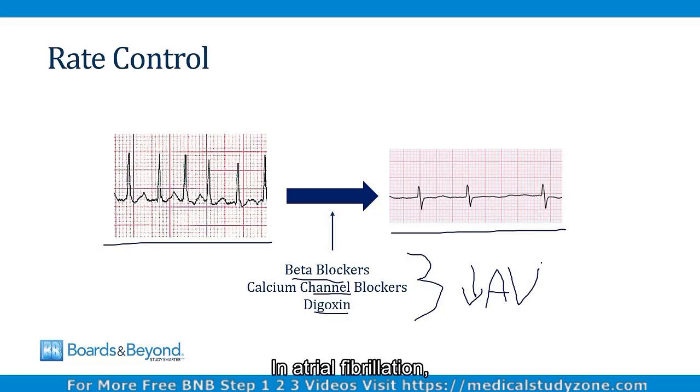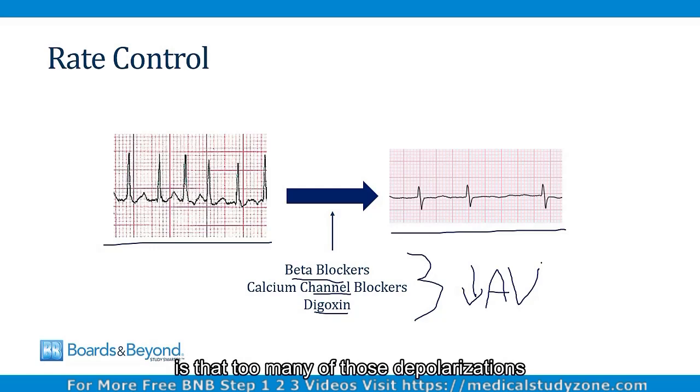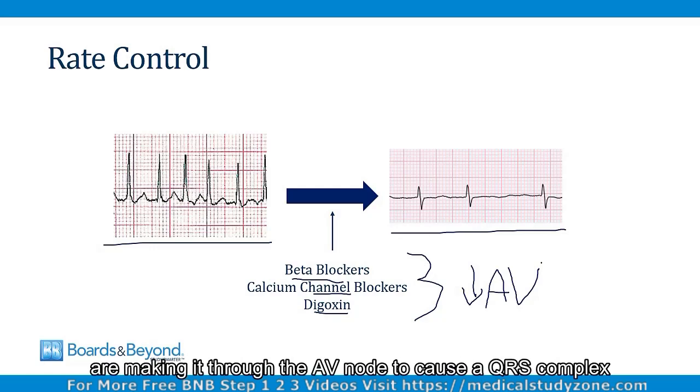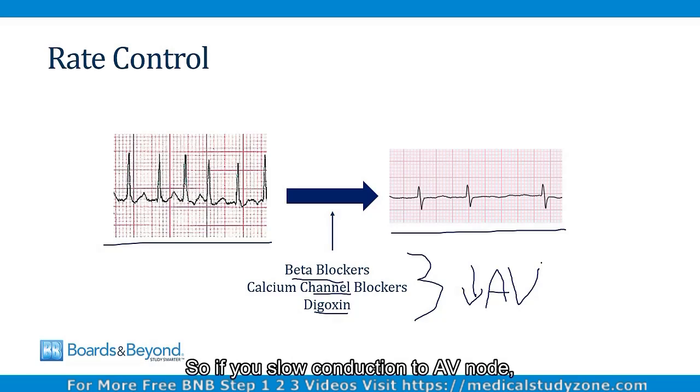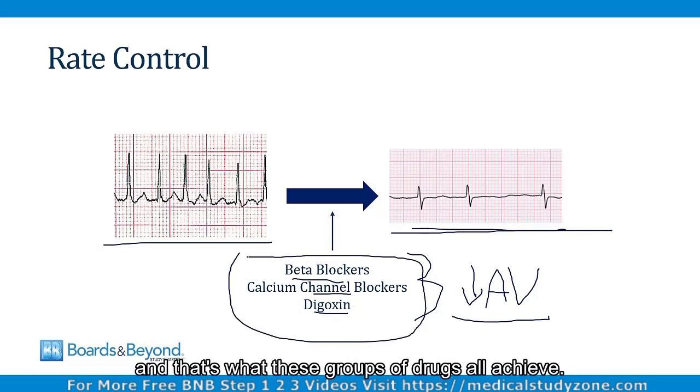In atrial fibrillation, there are millions of depolarizations of the atrial myocytes per second, and what's happening when the heart rate is fast is that too many of those depolarizations are making it through the AV node to cause a QRS complex and a ventricular contraction. So if you slow conduction in the AV node, then the AFib will go on, but the heart rate will get slower, and that's what these groups of drugs all achieve.